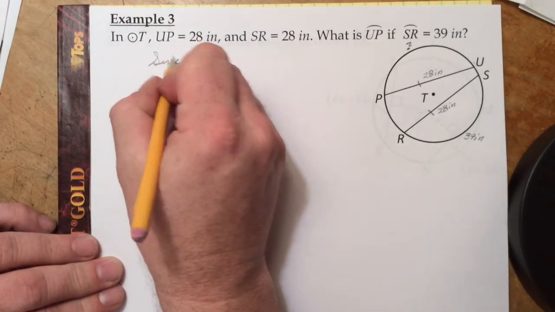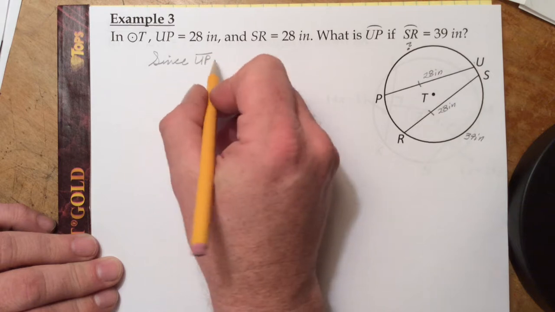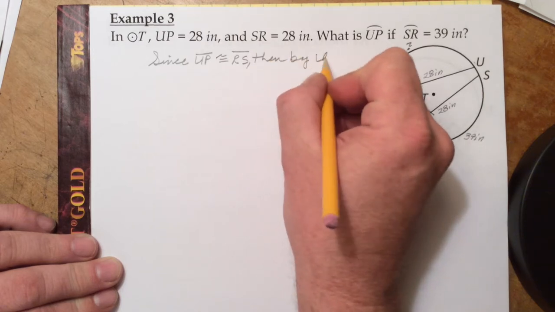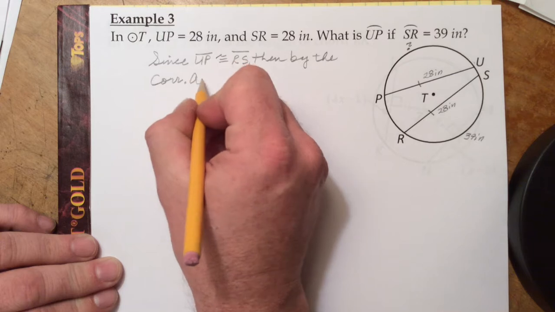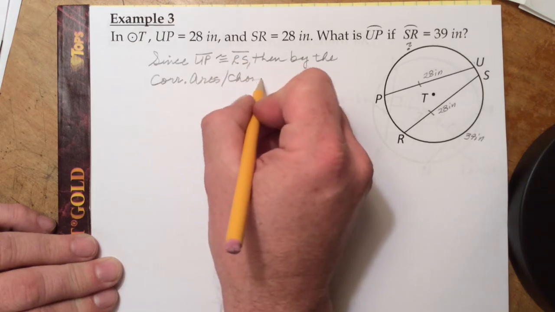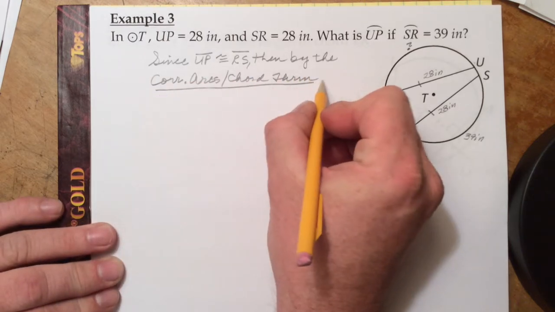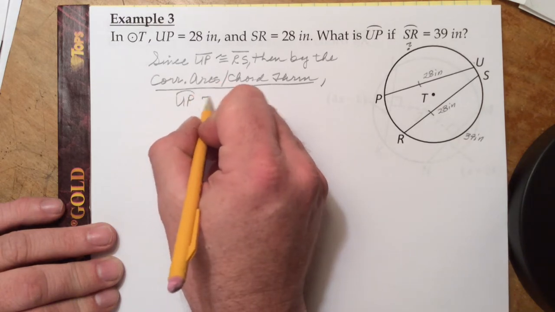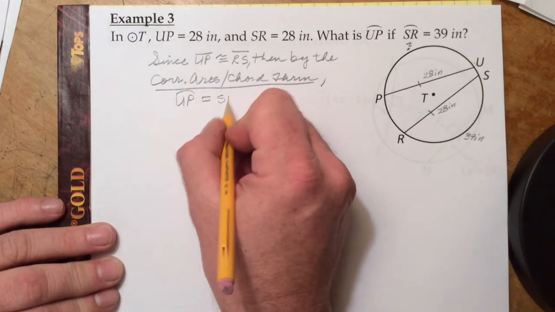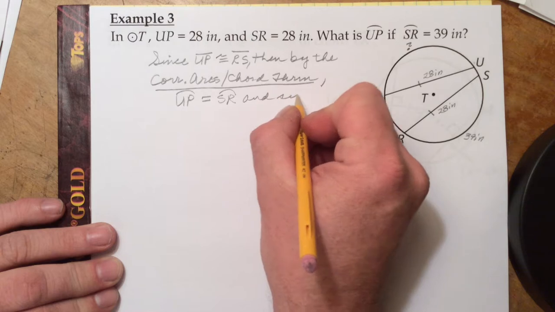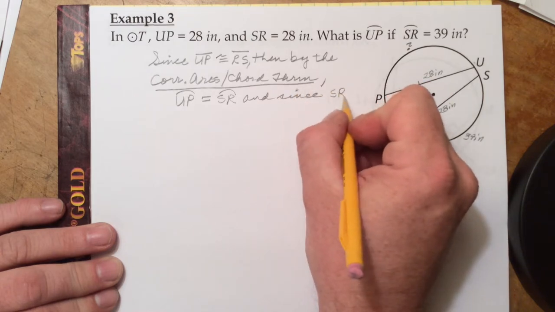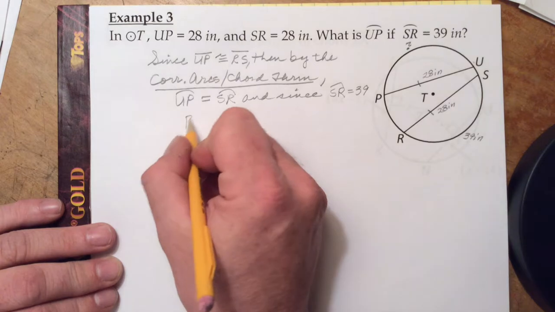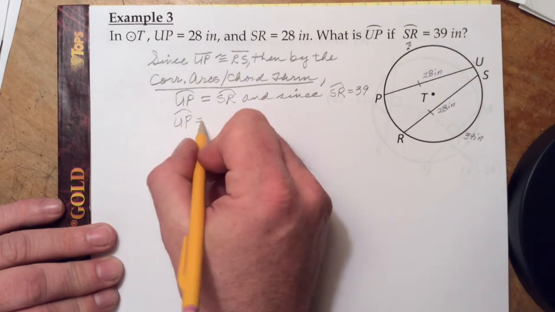Well, since chord UP is congruent to chord RS, then by the corresponding arcs and chords theorem, the length of arc UP must equal the length of arc SR. And since the length of SR is 39 inches, therefore the length of arc UP must be 39 inches.